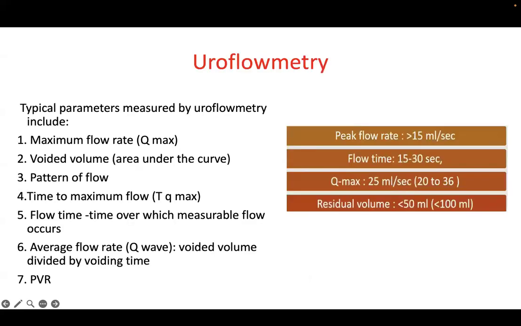So the Qmax is 25 ml per second, and the range is 20 to 36. You have to memorize it. If you do not memorize all these things, you cannot interpret. It will be very difficult for you to interpret urodynamics. The Qmax is 25 ml per second, and the range is 20 to 36, and the flow time is 15 to 30 seconds. The peak flow rate more than 50, and residual volume less than 50 ml, and sometimes less than 100 ml is also acceptable.